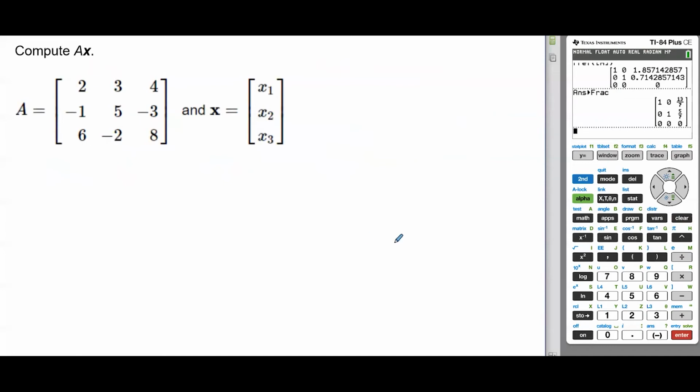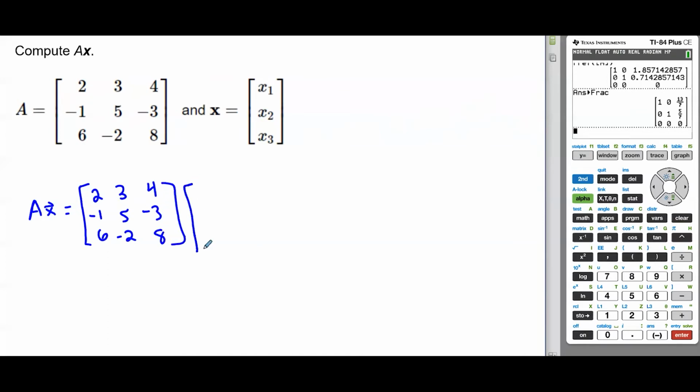So now let's just compute A times x, and x is this x vector. And we're just going to do it the way we did it before. So first I need to check, right? This is 3 by 3. This is 3 by 1. These match up, so that's okay.